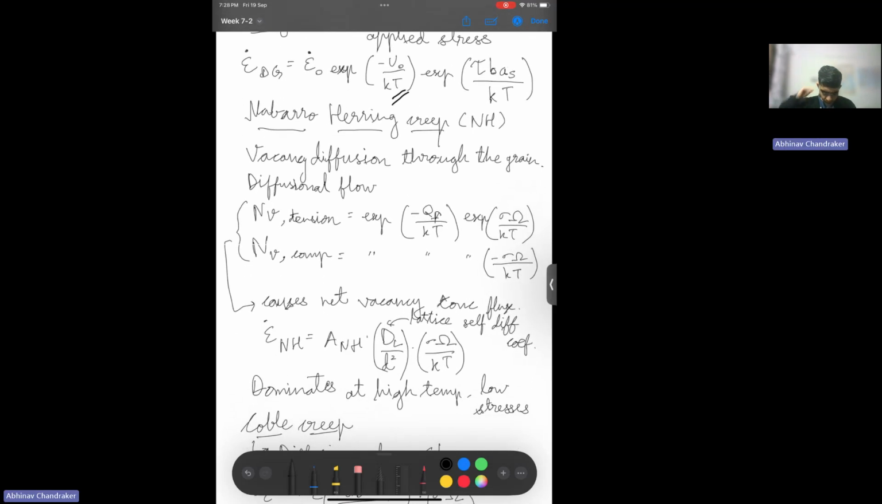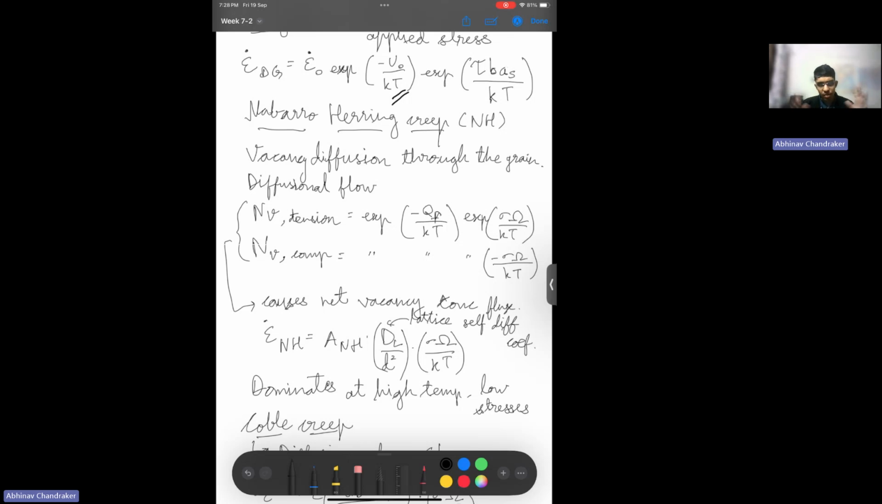This can be given by these equations, where n is the number of vacancies, the equilibrium number of vacancies or vacancy concentration in the tensile and compressive regions. It will be different in both these regions because the local volume or the atomic volume will change in case of tension and compression.